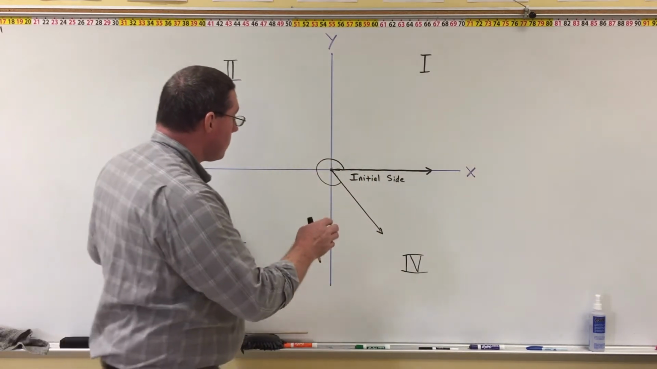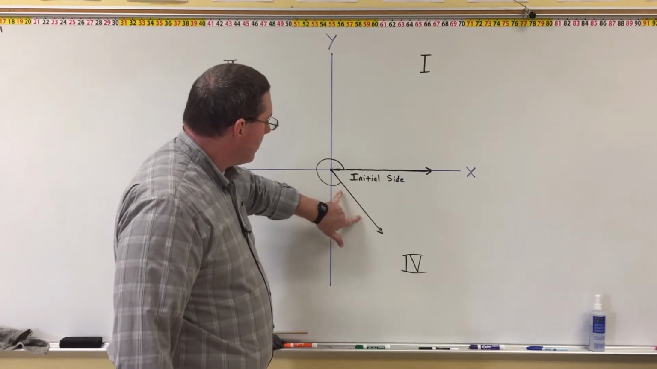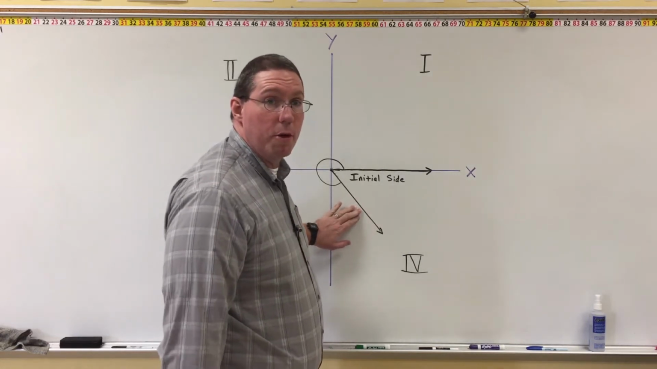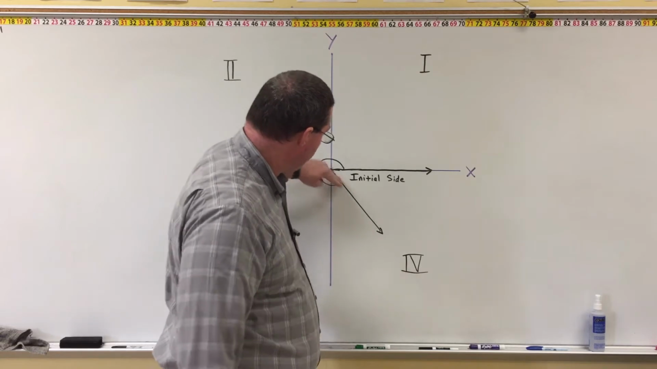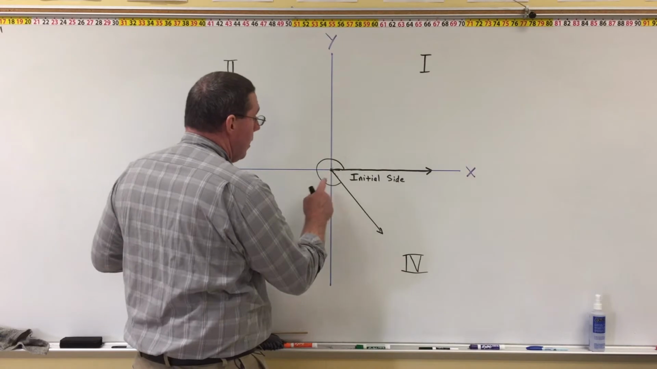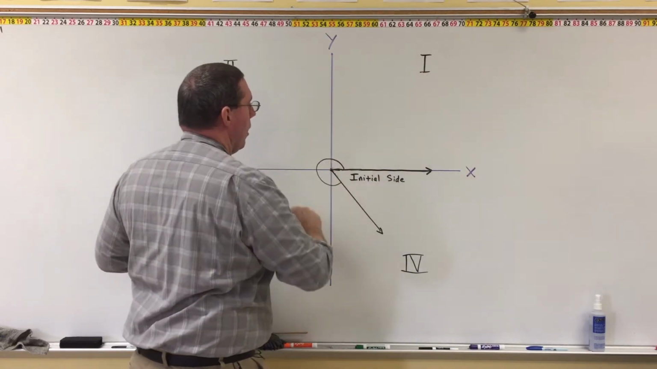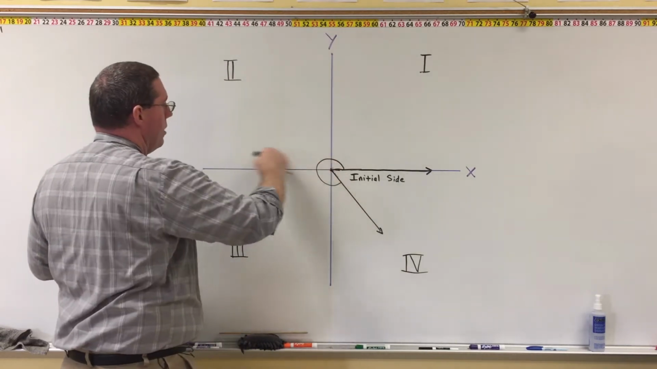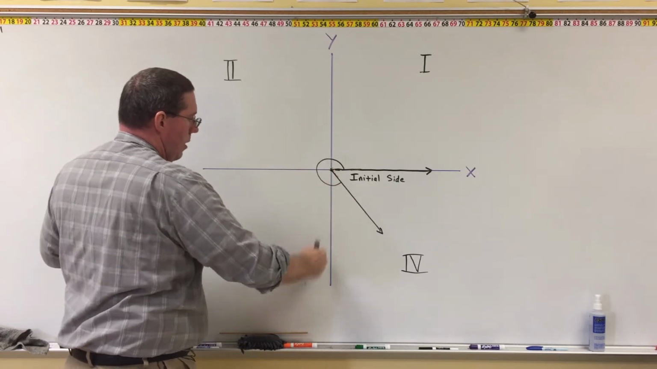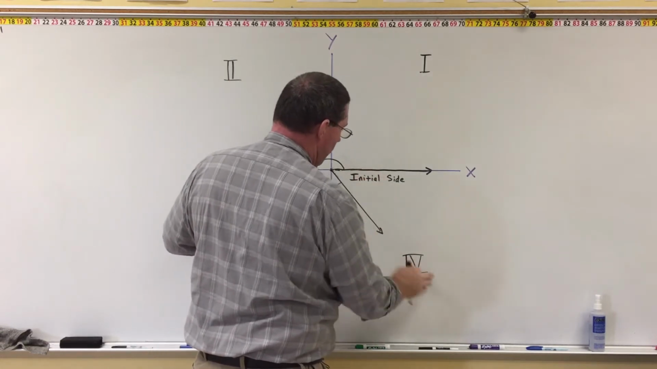All right? So in this particular case, if I asked you what quadrant the terminal side is in, and here's the terminal side, well, it's in the 4th quadrant because it is between here and here. It's pointing that way. Any terminal side that's somewhere between here and here is in quadrant 1. Any terminal side that's between here and here is in quadrant 2. Any terminal side that's somewhere in here is in quadrant 3. And we've already said anything in here is in quadrant 4.